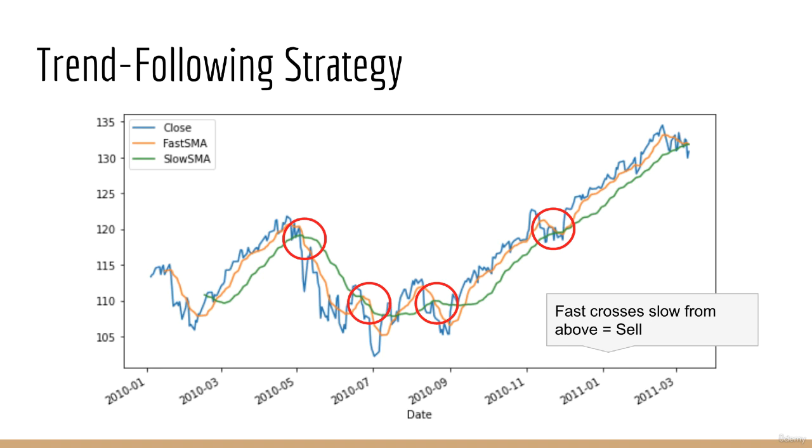For example, if your previous action was to buy, then that just means you're holding stock, and hopefully while you're holding it, it rises in value. Okay, so crossing from below means buy, and crossing from above means sell.